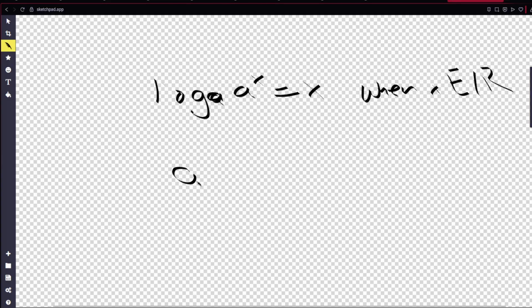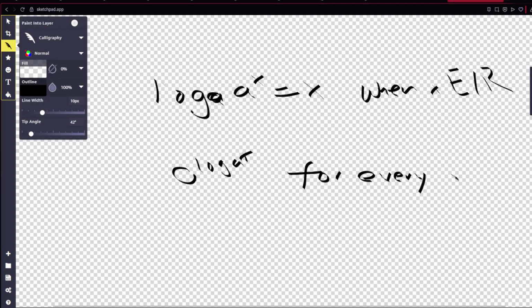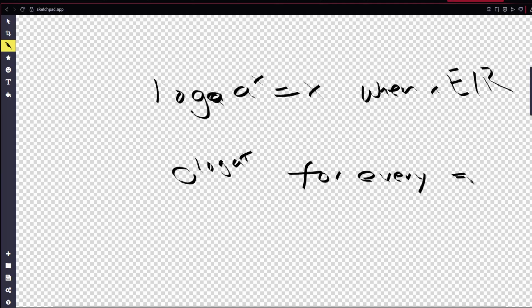Now, a^(log_a of x) is the same thing, but we apply the definition here where we swap the domains. And remember that logarithms only work, sorry, it should be a to the x. Logarithms only work for positive numbers, so it's going to be for every x greater than 0.